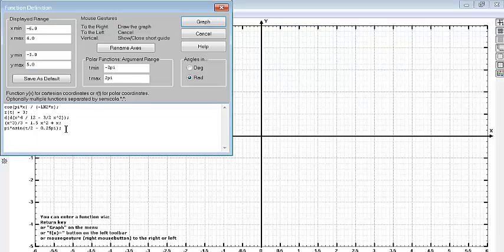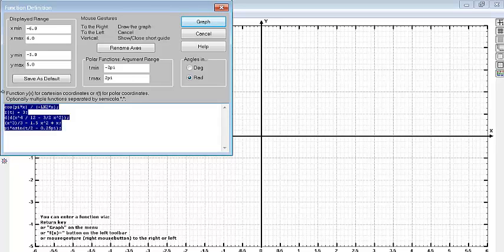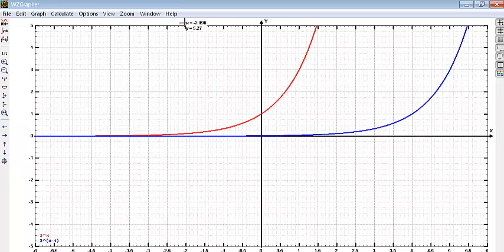So the first 2 functions were 3 to the x and 3 to the (x minus 4), and notice I use parentheses to make sure that it knows to include the whole thing in the exponent. So we do that. And so this is the parent function, and you can see it's shifted 4 units to the right. That's all. Okay, so that was the first one.